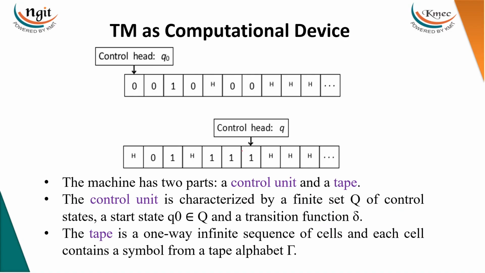So how is the computation going to be done? Here we have two things: a control unit and a tape. The control unit is nothing but the set of states belonging to Q, and initially the starting state would be Q naught, which is mentioned in the tuple notation. And the tape is a one-way infinite sequence; sometimes it is two-way, we'll discuss these types. Each cell contains a symbol from the tape alphabet.